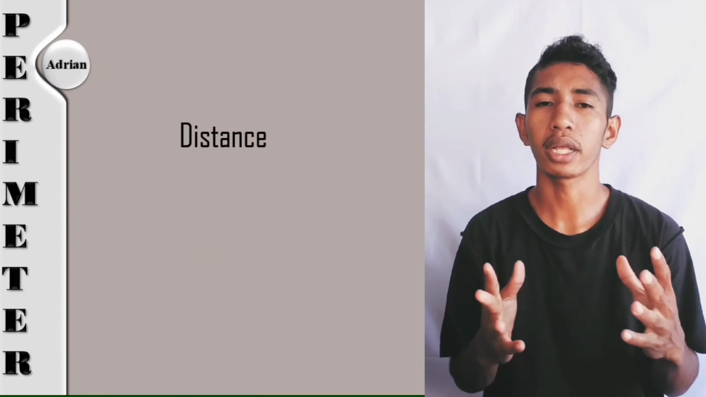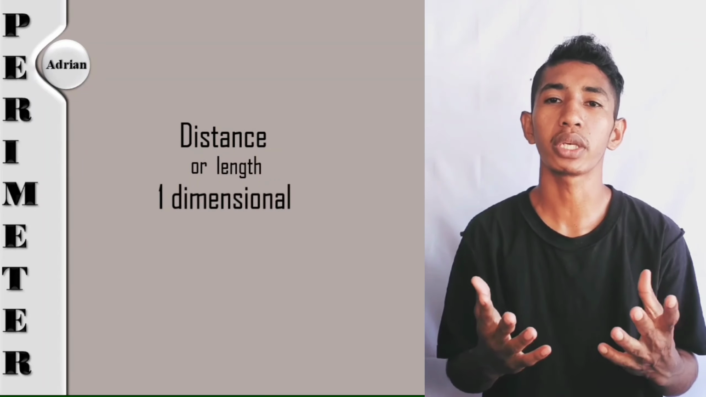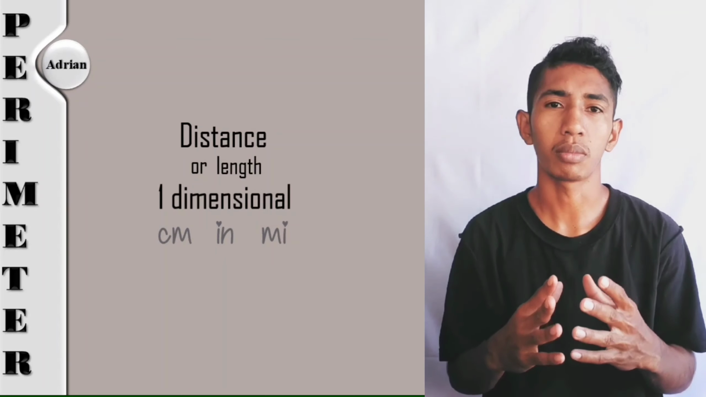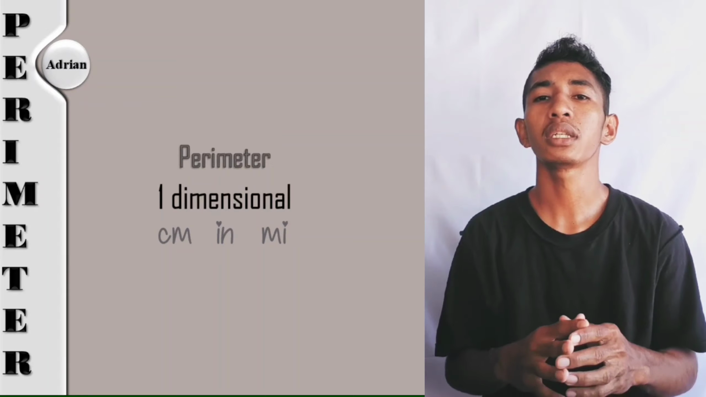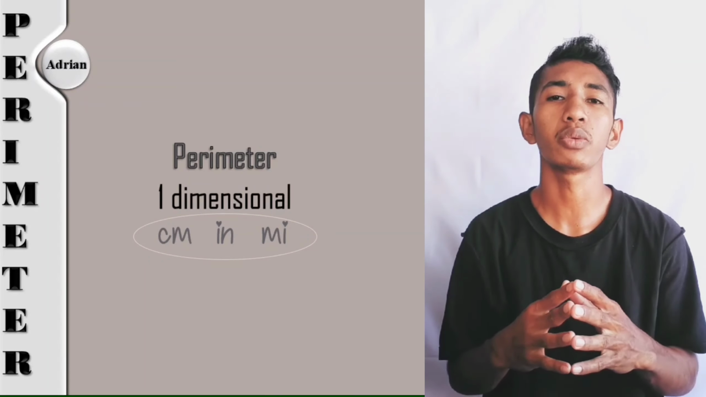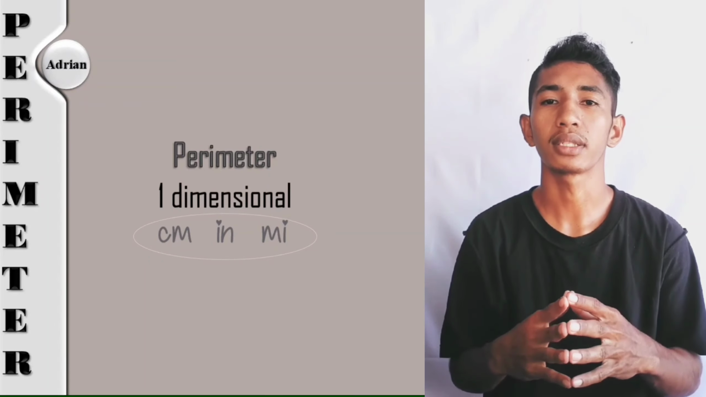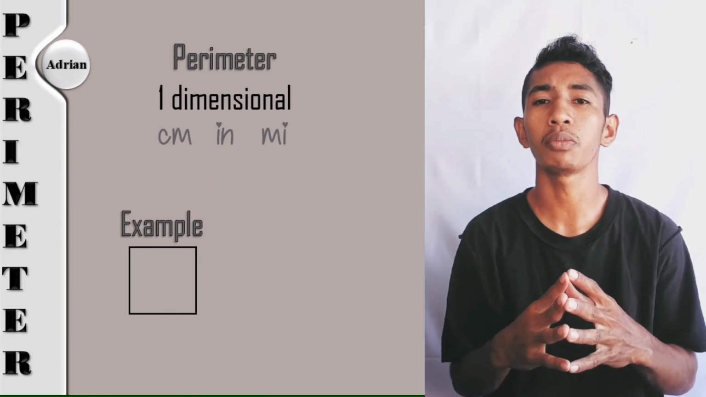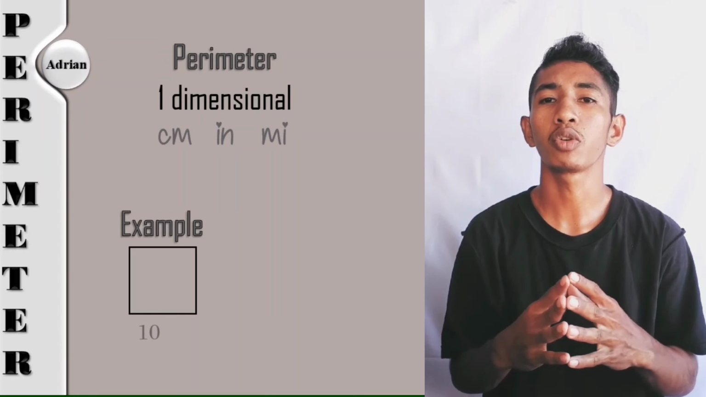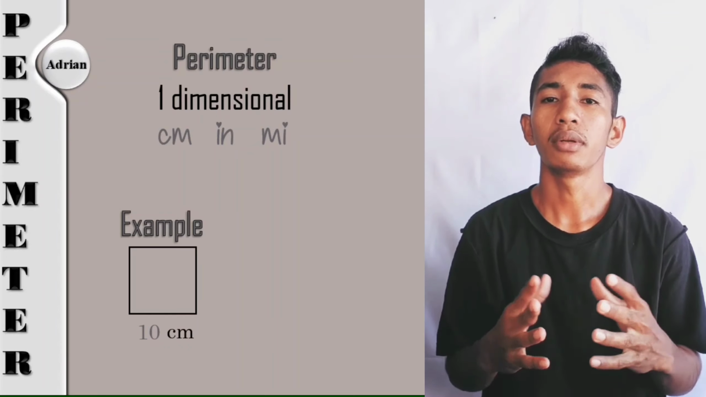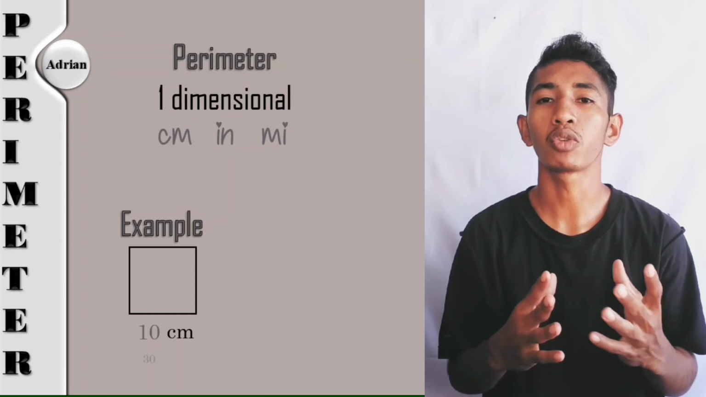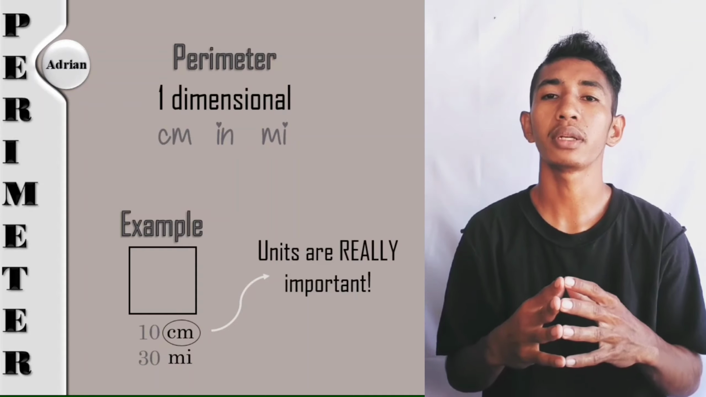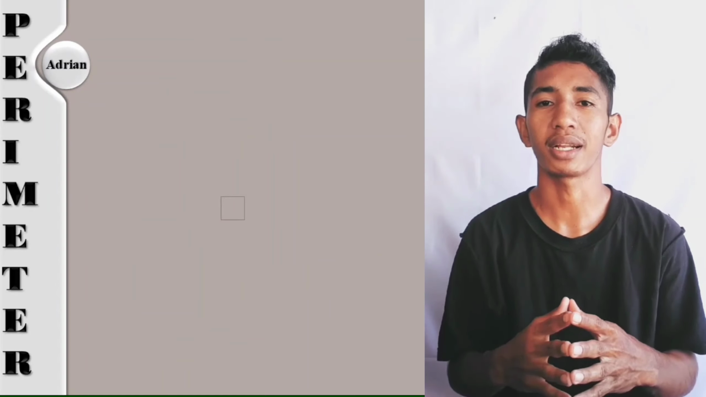Well, distance or length is a one-dimensional quantity that we can measure with units like centimeters, inches, or miles. That means that perimeter is also a one-dimensional quantity that we can measure in units of length. For example, the perimeter of a shape would be just 10, but it could be 10 centimeters. Or instead of being 30, it could be 30 miles. The units are really important when you are talking about perimeter.